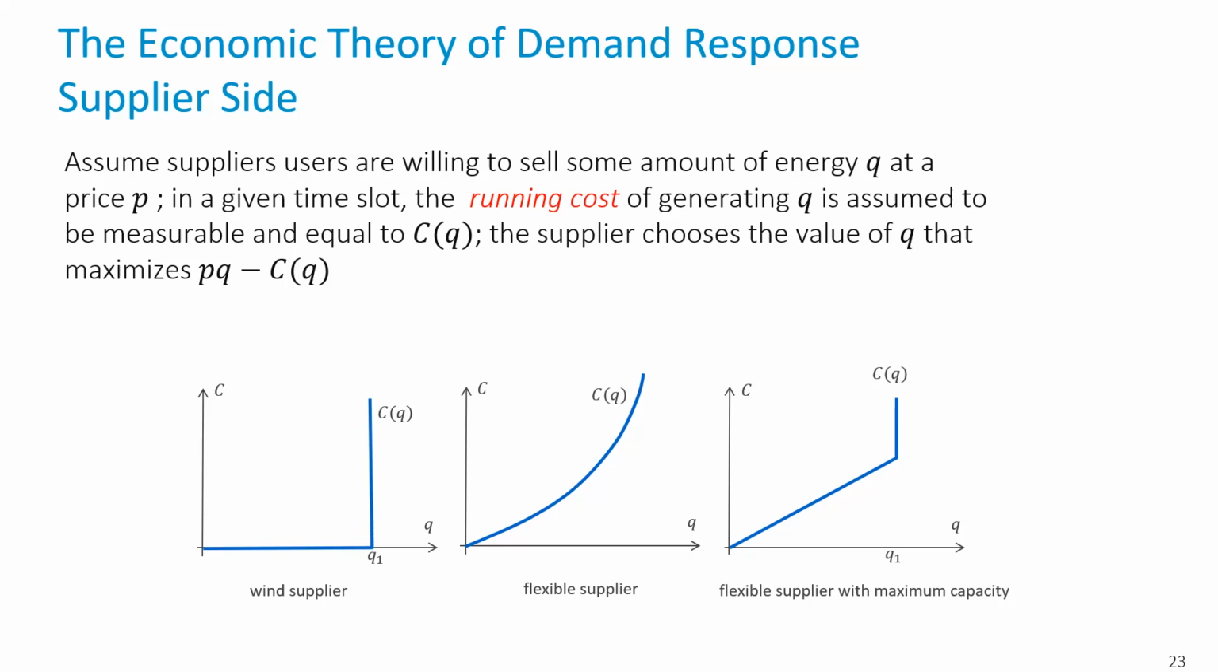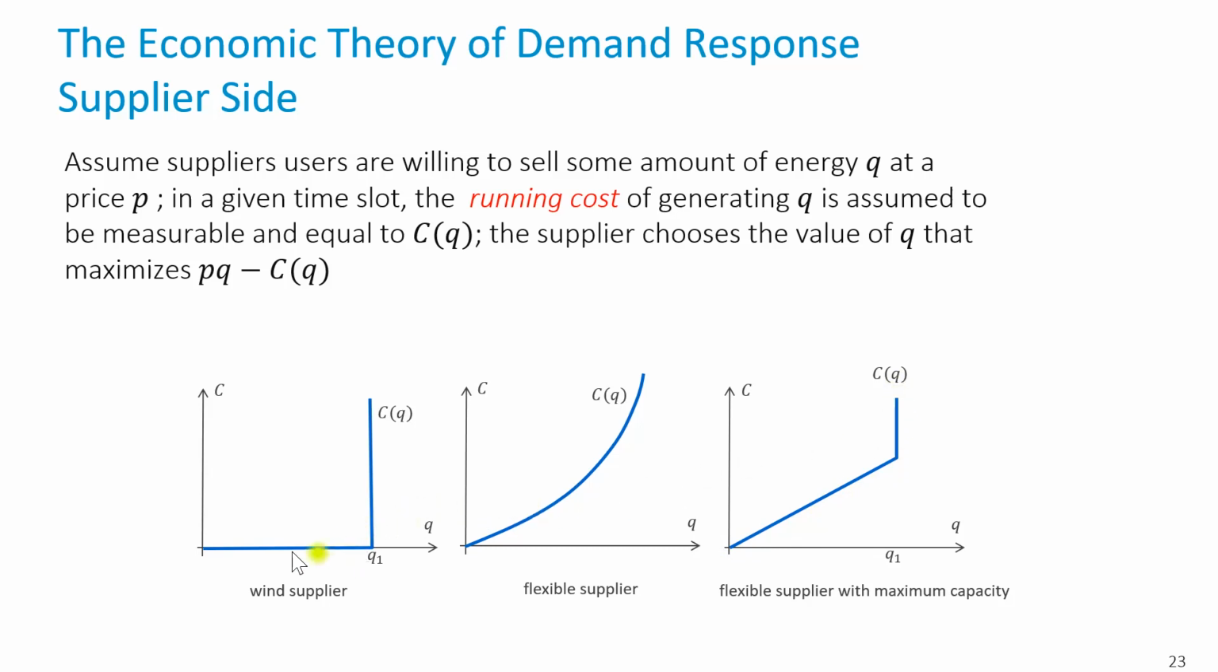So you have to produce, you just have to look at your curve that says, for every value of Q that I can bid, here is my cost here. This is the case of a very flexible supplier. This is the case of a non-flexible supplier here, for example. And this is an example of a flexible supplier with a maximum capacity.